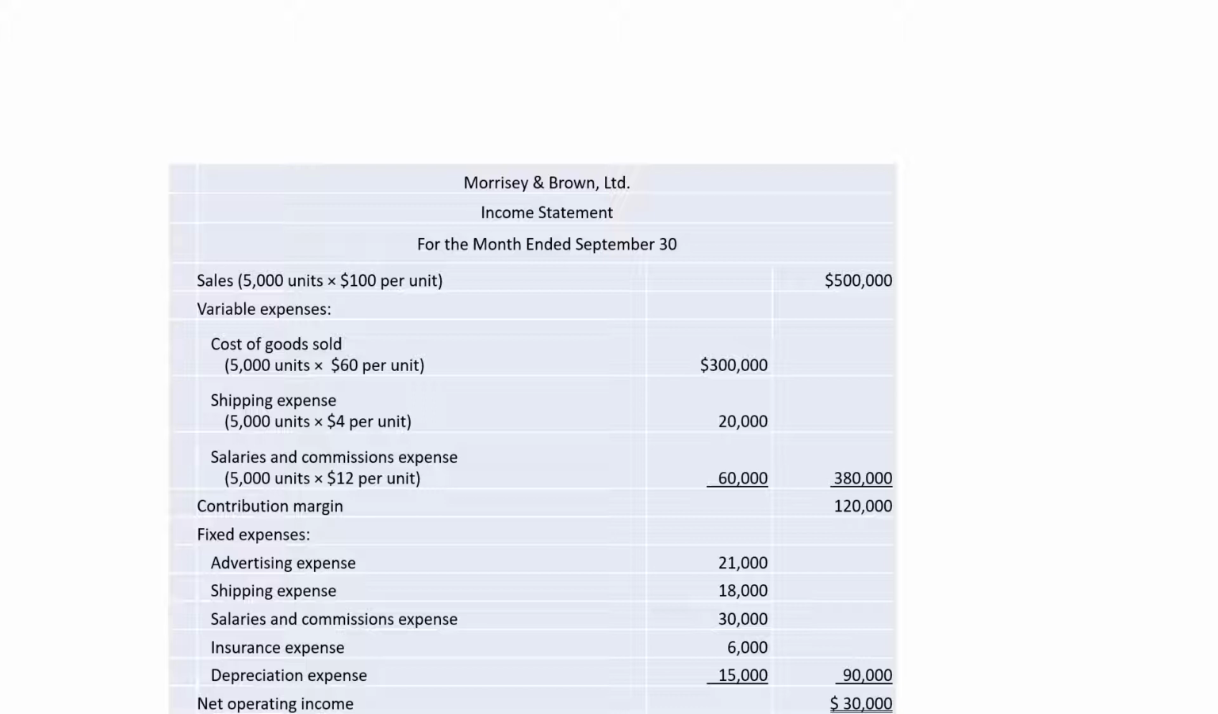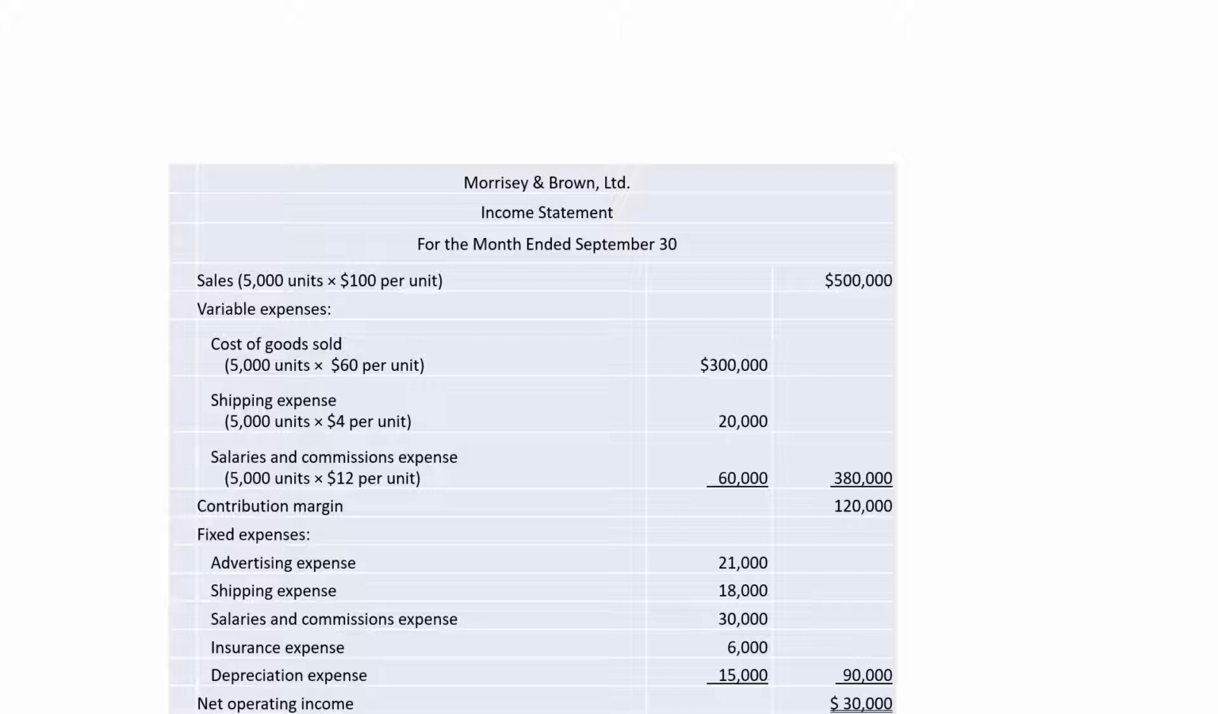Next, you would then subtract your fixed expenses, the ones that don't change with the level of activity. And they were defined: advertising, the fixed portion, all of it, 21,000. The fixed portion of shipping was defined in Part 2, 18,000. The fixed part of salaries and commissions expense was defined in Part 2 as 30,000. And we already said insurance and depreciation expense are both fixed. So the total fixed costs for Morrissey & Brown would be 90,000. You're still going to get a net operating income of 30,000, but the way we subtract the expenses for this contribution format is just different.